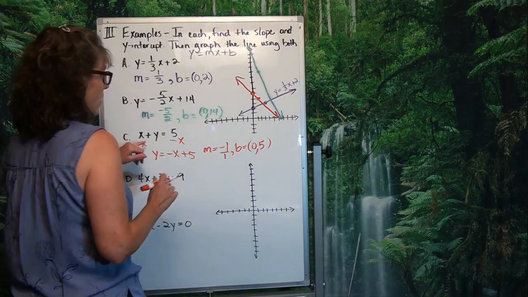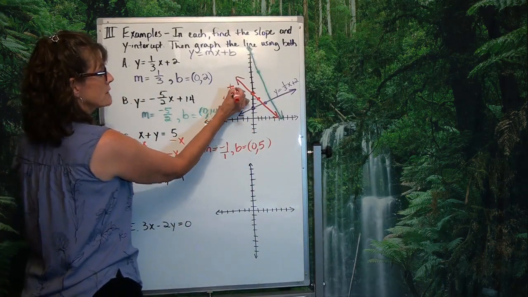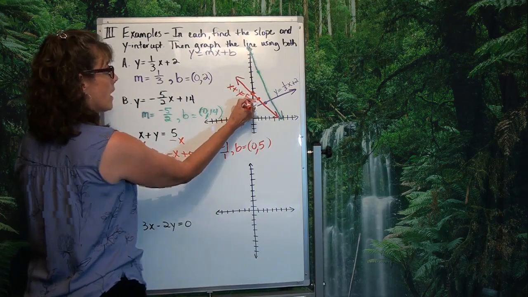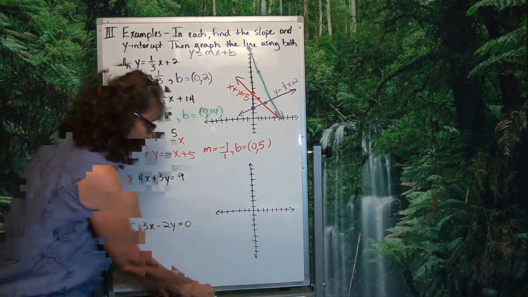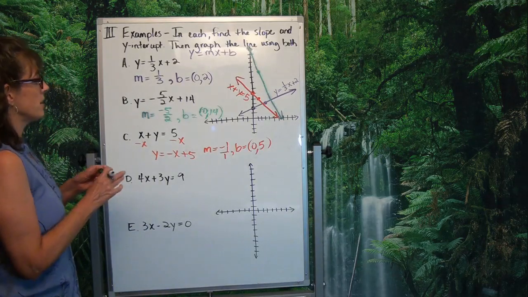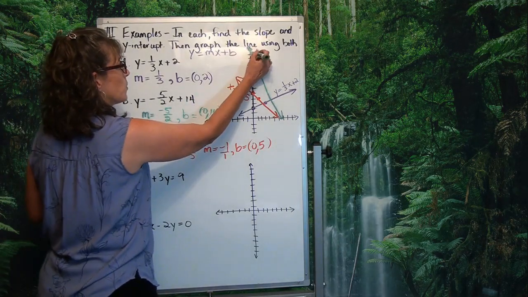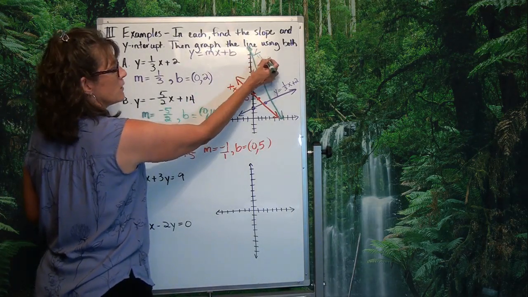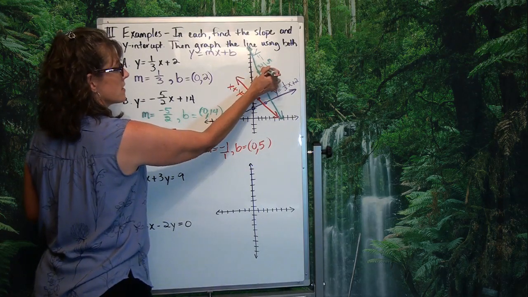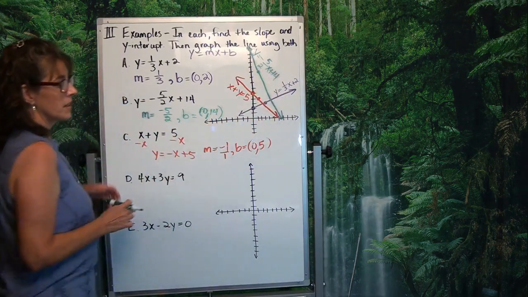Oh, I forgot to identify these. This is for x plus y equals 5. And the green one, I apologize for not labeling that. The green one is for y equals -5/2 x plus 14.